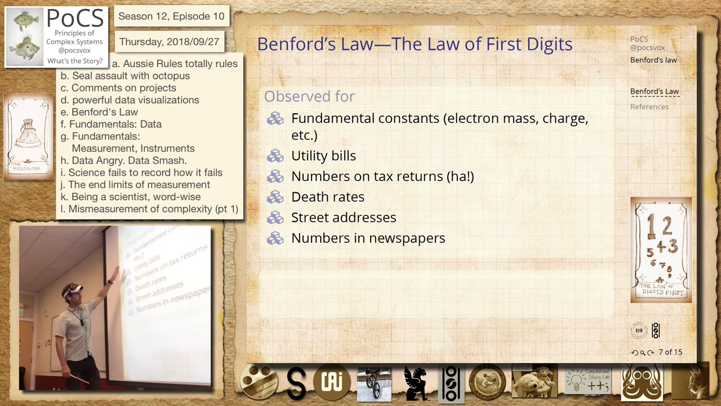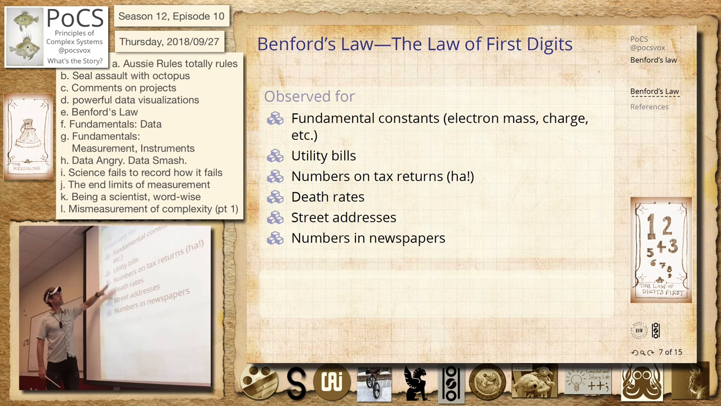So here are a couple of examples. As I said, it's not every set of numbers, but there are some weird sets. Fundamental constants, which is a strange one, right? The universe just provides these things, or we're set up with them. Someone termed them the parameters on the universe box.